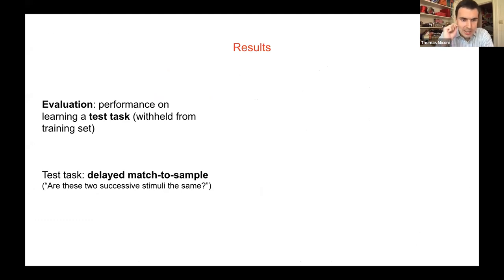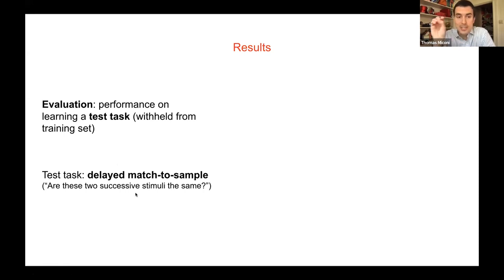So what results do we get if we apply this? Again, to evaluate the performance of the system, we have a withheld test task that is never used during evolution. And we're going to periodically test the agents on 400 successive trials of this task to see how well it's able to learn it. But the test task that we're going to use, that is the withheld task, is the so-called delayed match to sample task.